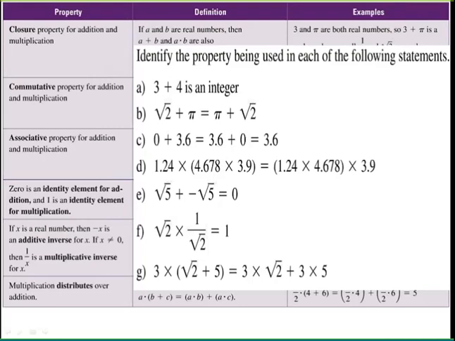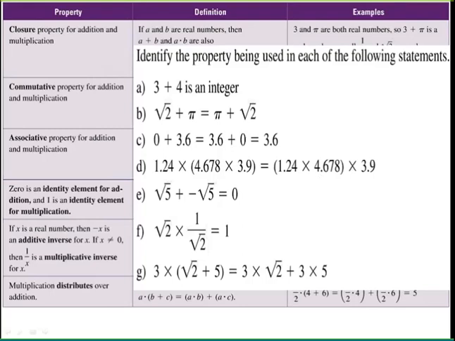Here we've got D, which is multiplying in parentheses. What you got to be careful of is we're not distributing here. What we're doing is we're regrouping. We're saying I can multiply the last 2 and then the first one, or I can multiply the first 2 and the last one. This is the associative property.